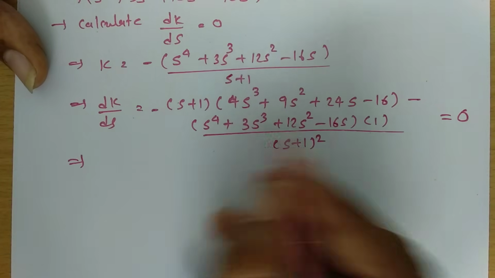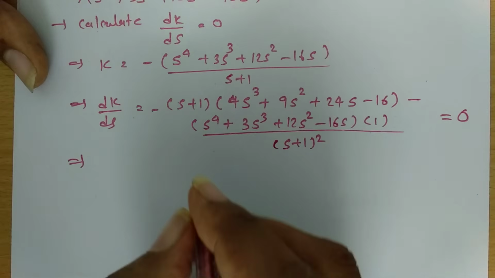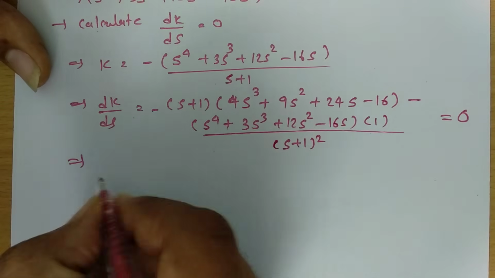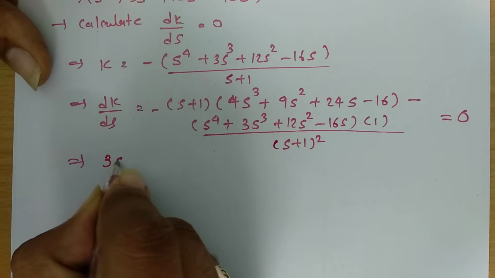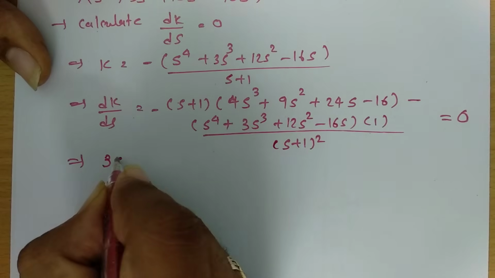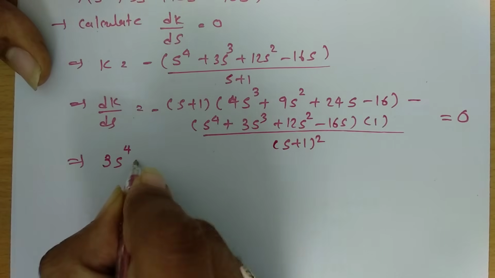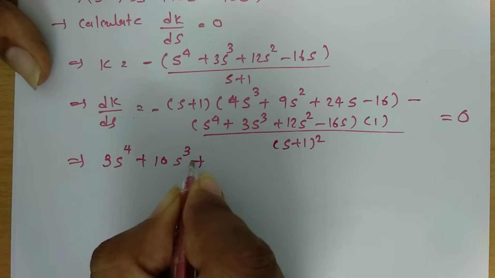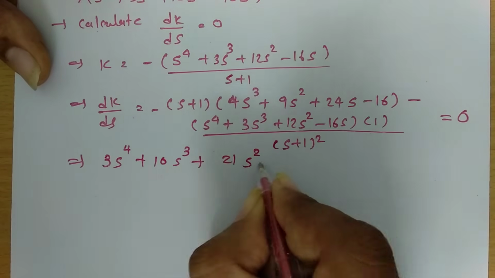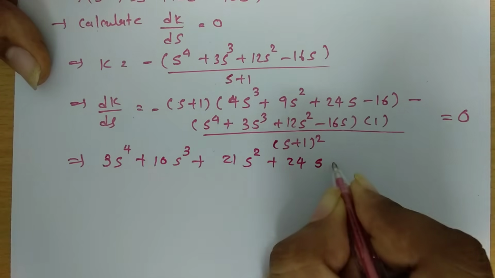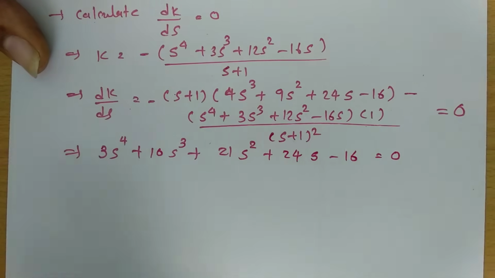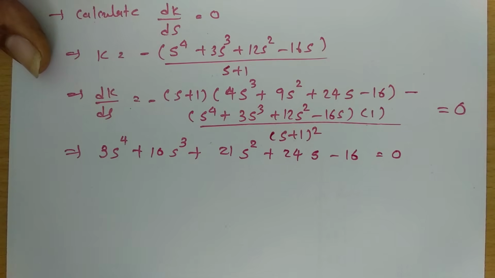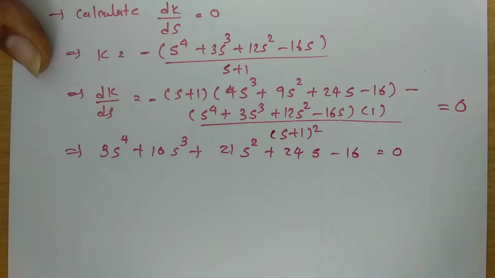So you can calculate this and you'll have the proper answer, but I'm writing this equation directly right now. It will be 3, this will multiply with 0, so it will be 0. So this will be 3s to the power 4 plus 10s cube plus 21s square plus 24s minus 16 equals 0. Now there are so many methods to solve it, but in the exam I think you should use the calculator with the trial and error method.